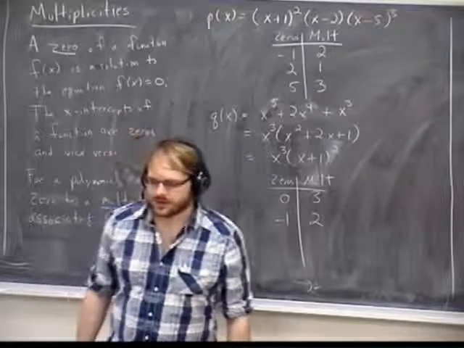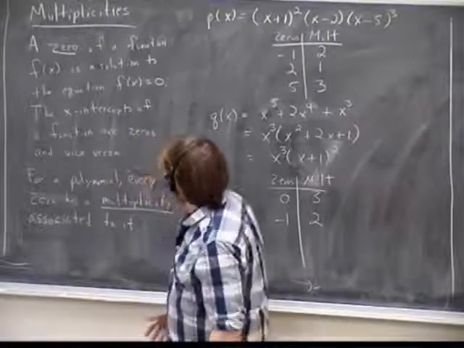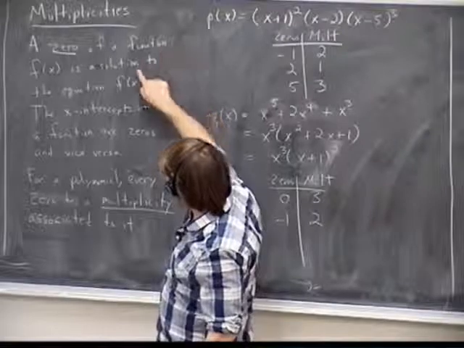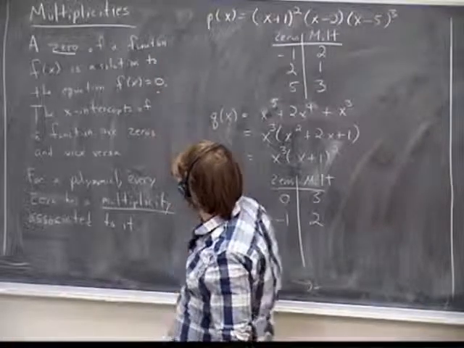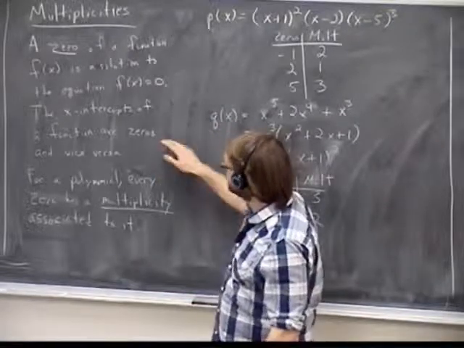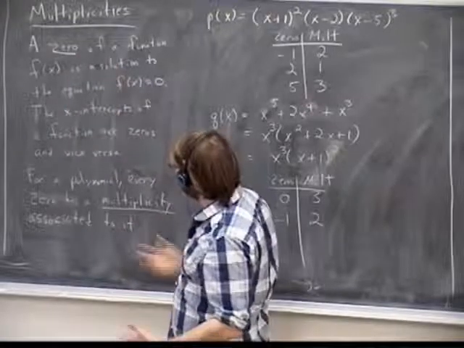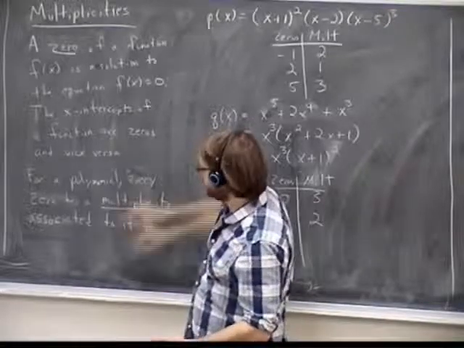In this lecture, we'll talk about the concept of a multiplicity of a zero of a polynomial. So, just to review the terminology, a zero of a function f of x is a solution to the equation f of x equals 0. This should be familiar to you. This is the same way you find the x-intercepts, and in fact, the term zero of a function is just another way to say the x-intercepts of a function. So the x-intercepts are zeros and vice versa.